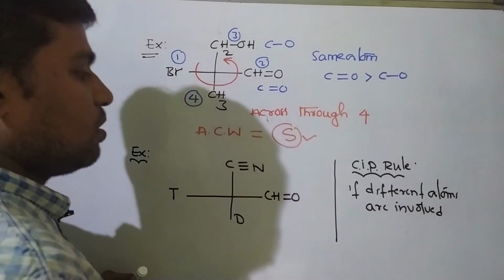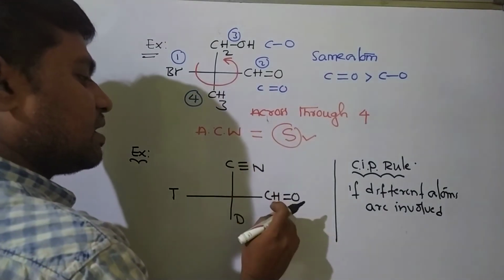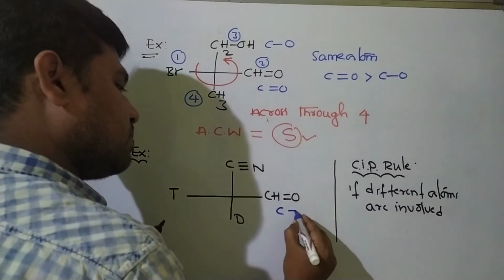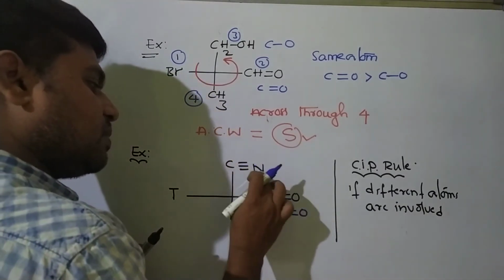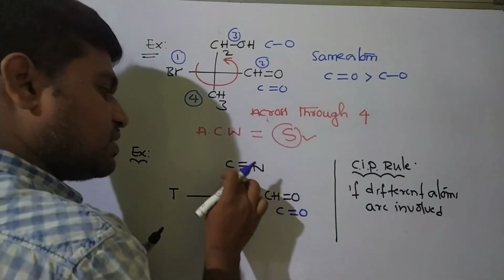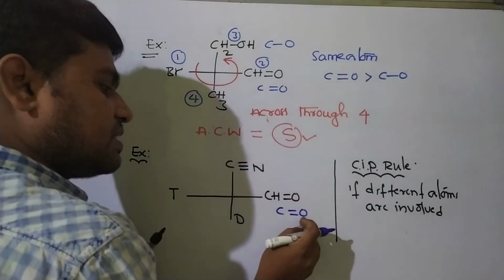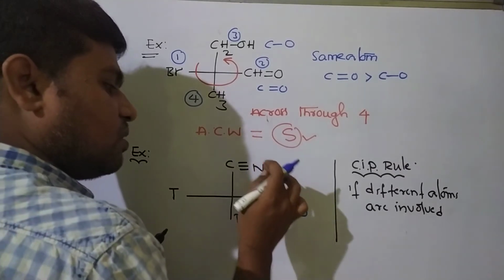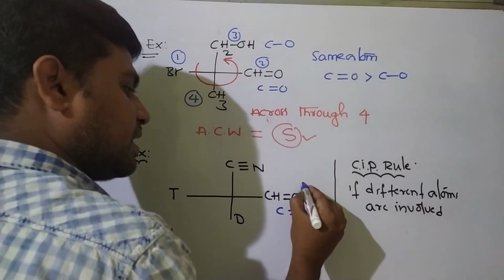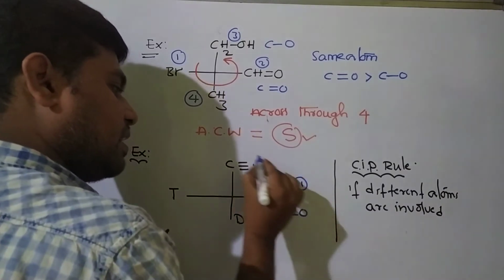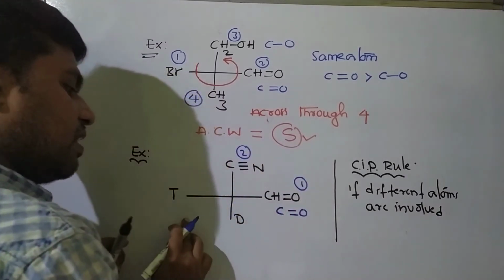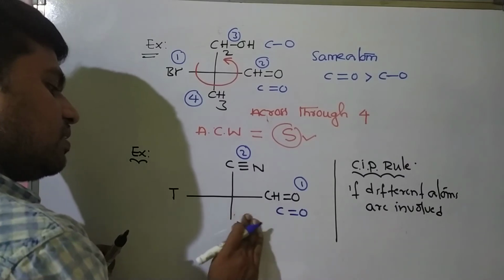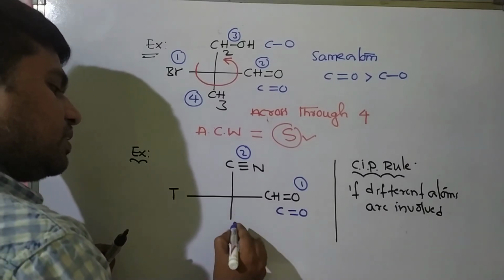Highest atomic number rule means, so in this case, CHO means C double bond O. Okay, students? Here C triple bond N. Now carbon is the same. Now we will select the second atom. Here the second atom is oxygen. Here the second atom is nitrogen. So this will get first priority. This is second priority. Now this is the fourth priority. Now just here D.